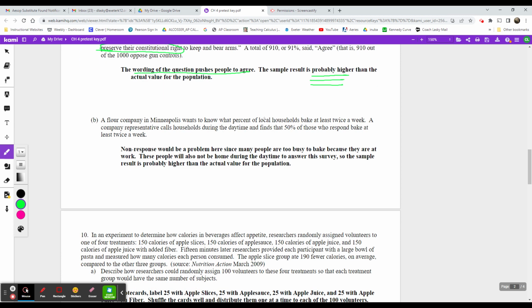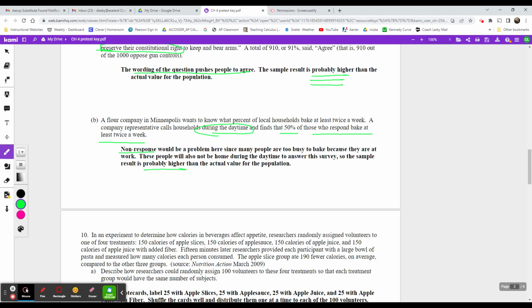Okay, a flour company wants to know whether local households bake at least twice a week. A company representative calls the households during the daytime. That's the key piece, and finds that 50% of those who respond bake at least twice a week. Non-response would be a problem because there are people at work or they're too busy to bake. So if they're baking, that means they're home and they're probably bakers. Then more than likely it's going to be higher.